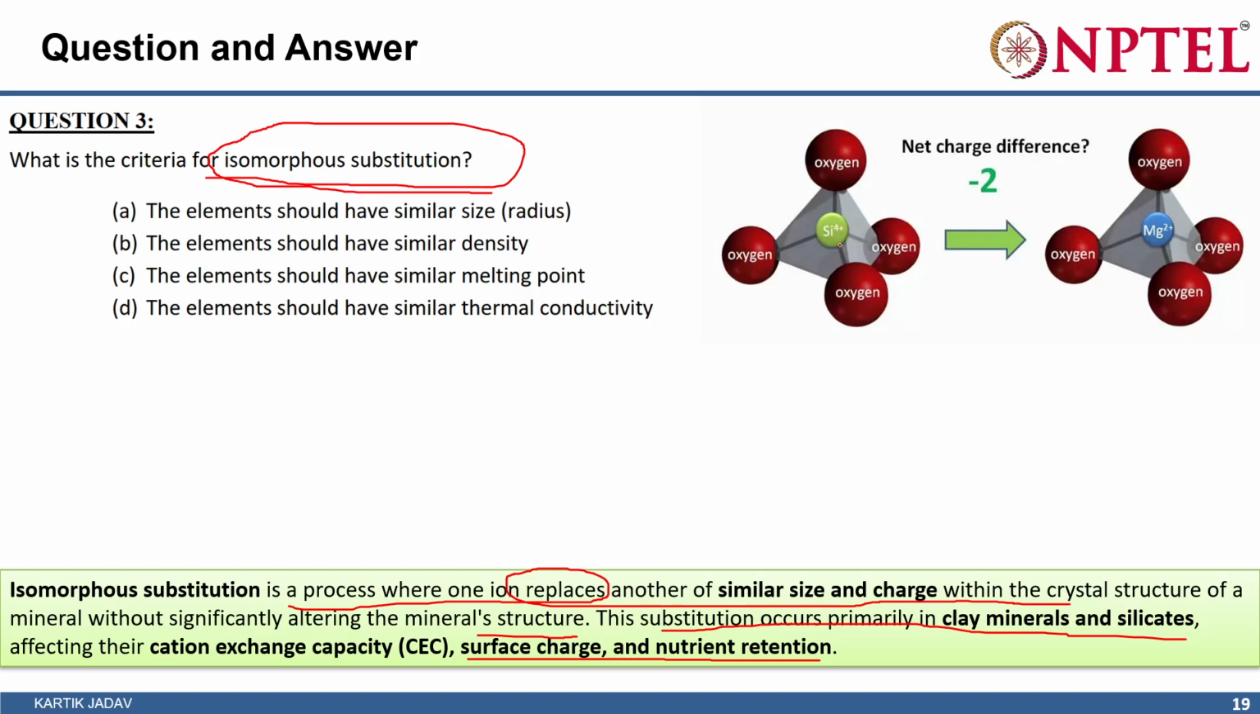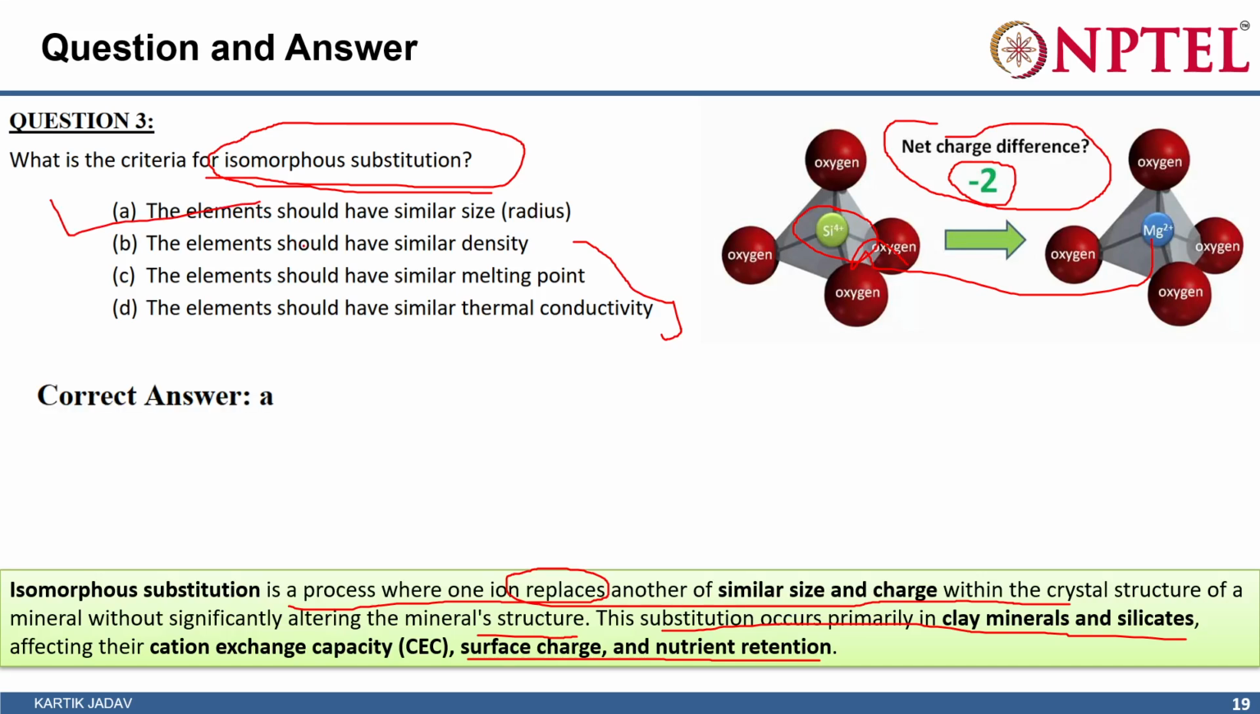So, for example, whenever the silicon ion Si4+ is replaced by magnesium, at that time what will happen, there is a net charge creation of -2, right? And this type of substitution by an ion of similar size but of different charge is known as isomorphous substitution. So correct answer is the element should have a similar size. Okay, right. These are not related to isomorphous substitution. Correct answer is option A.